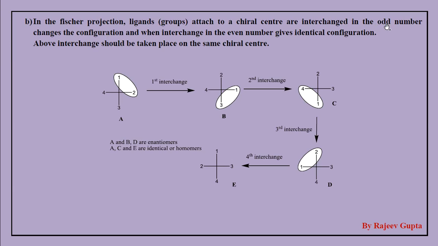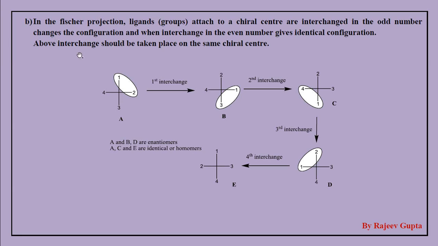Odd number means 1. If you make a change 1 time, you will get a different configuration. If you make a change an even number of times, meaning 2 times, you will get an identical configuration. If you make an interchange 3 times, which is odd, you will get a changed configuration. Again, with a 4th change you will get identical. So even number changes give an identical configuration on the same chiral center, and an odd number change gives a different configuration.